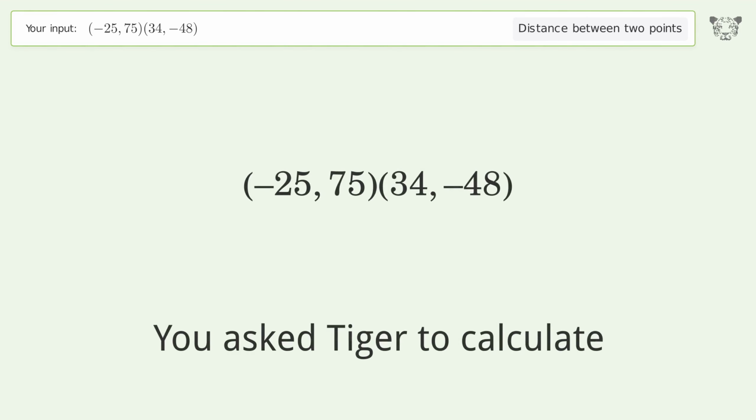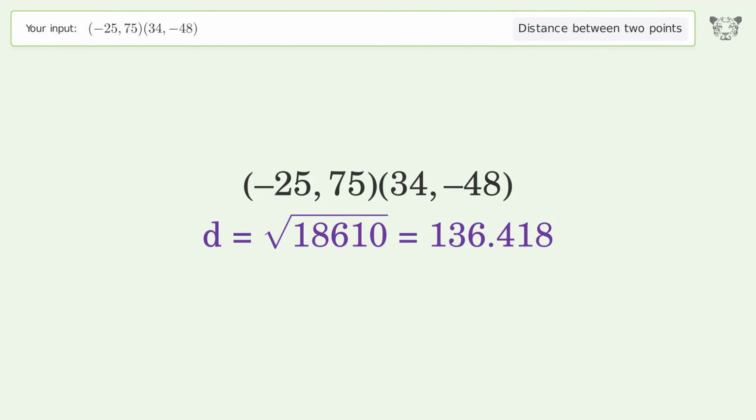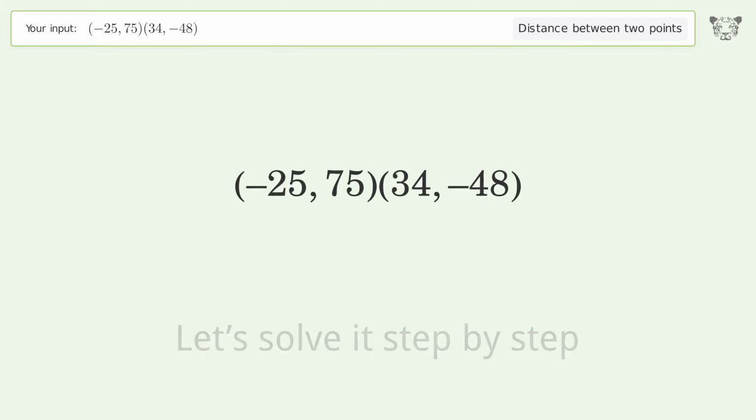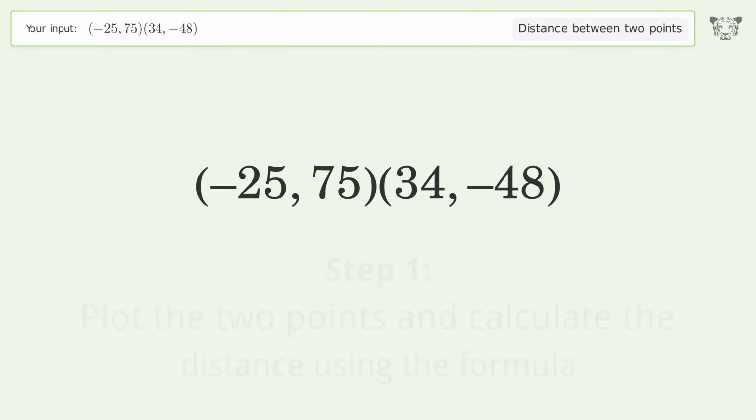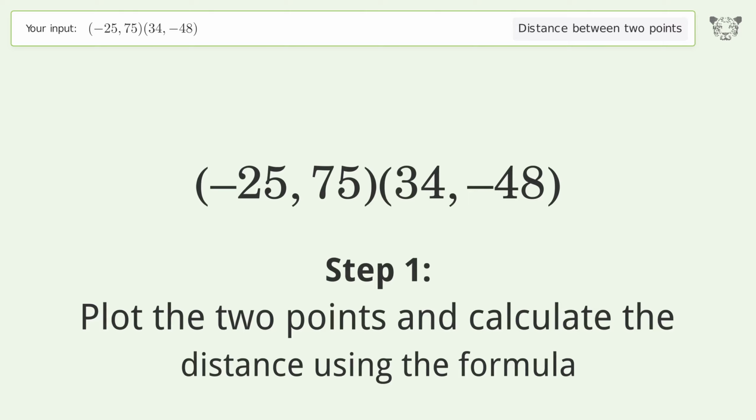You ask Tiger to calculate. This deals with the distance between 2 points. The distance between the 2 points is the square root of 18,610 or 136.418. Let's solve it step by step. Plot the 2 points and calculate the distance using the formula.